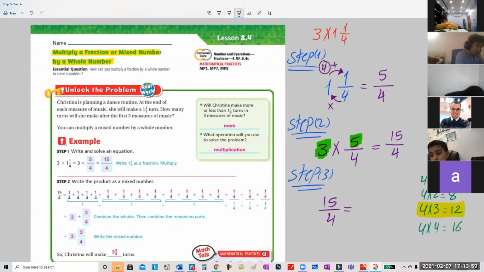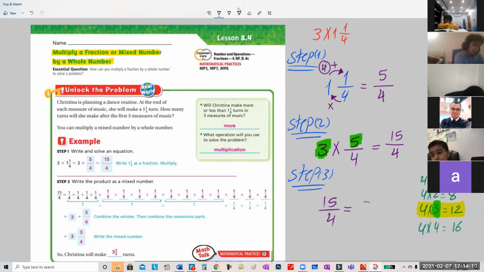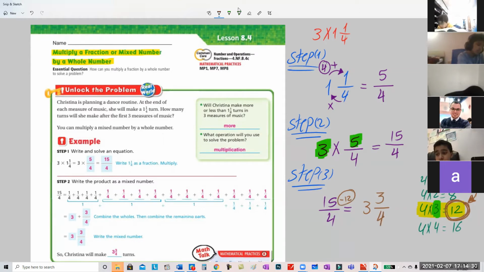Okay, as we said before, you have to take the number here as a whole number. Okay, let's write it here. And then we're going to subtract 12 from 15. So 15 minus 12 equals 3. And of course, you have to keep the same denominator all the time. So it will be 3 and 3 over 4, and that will be the final answer.